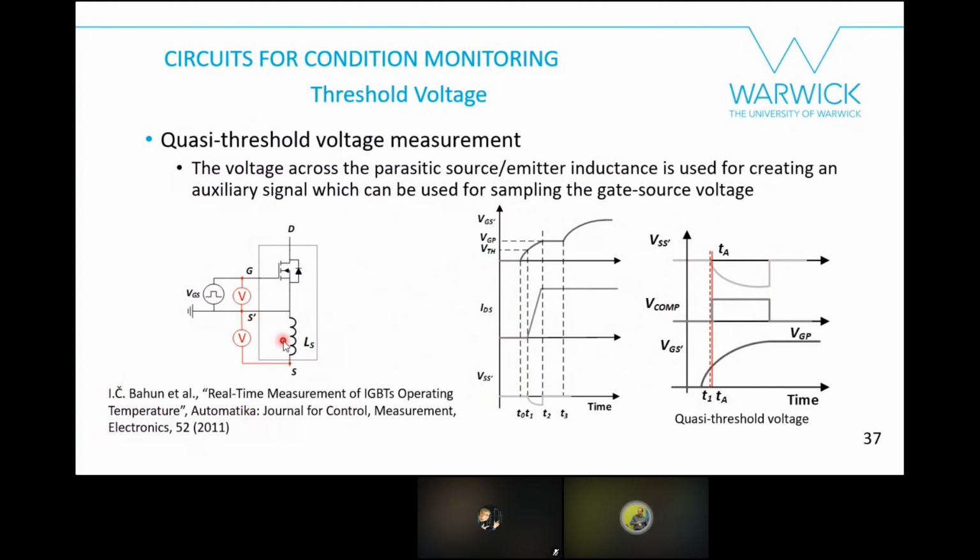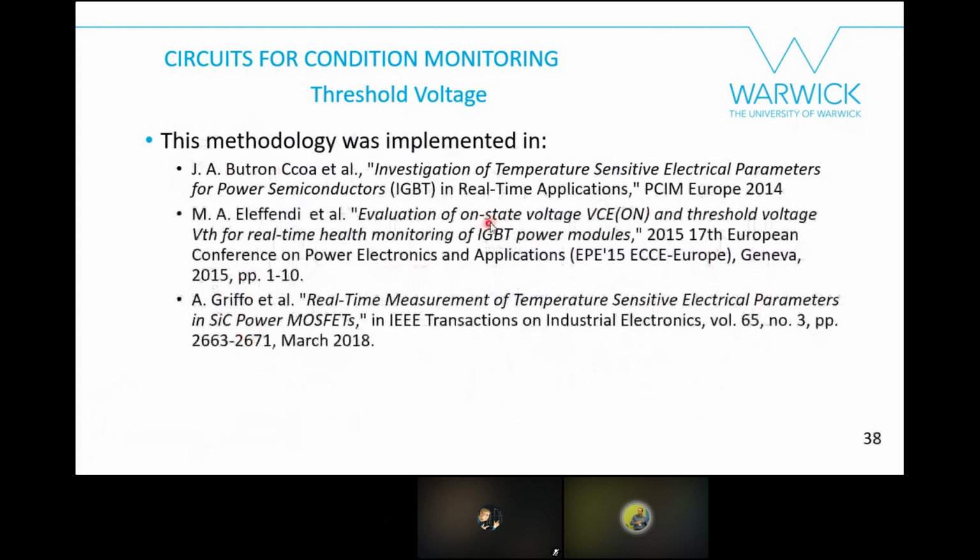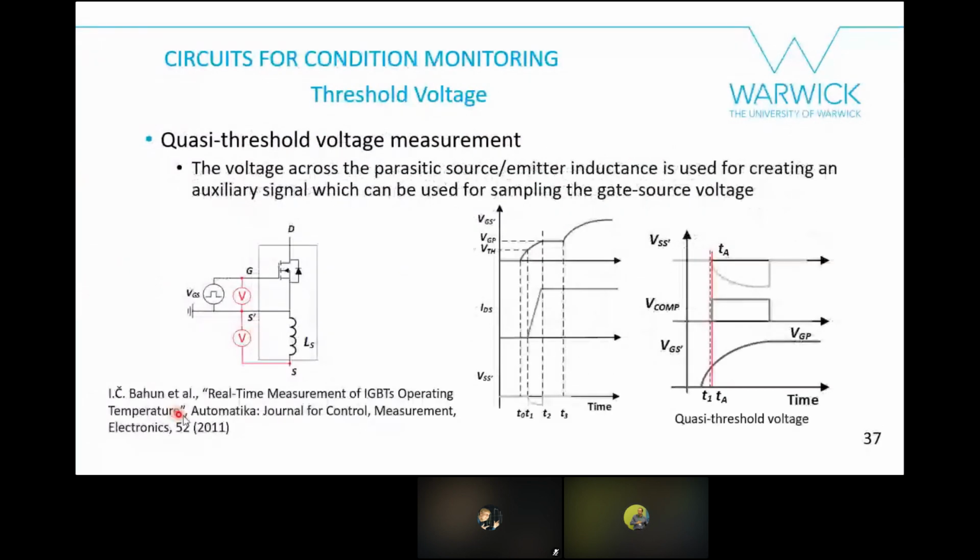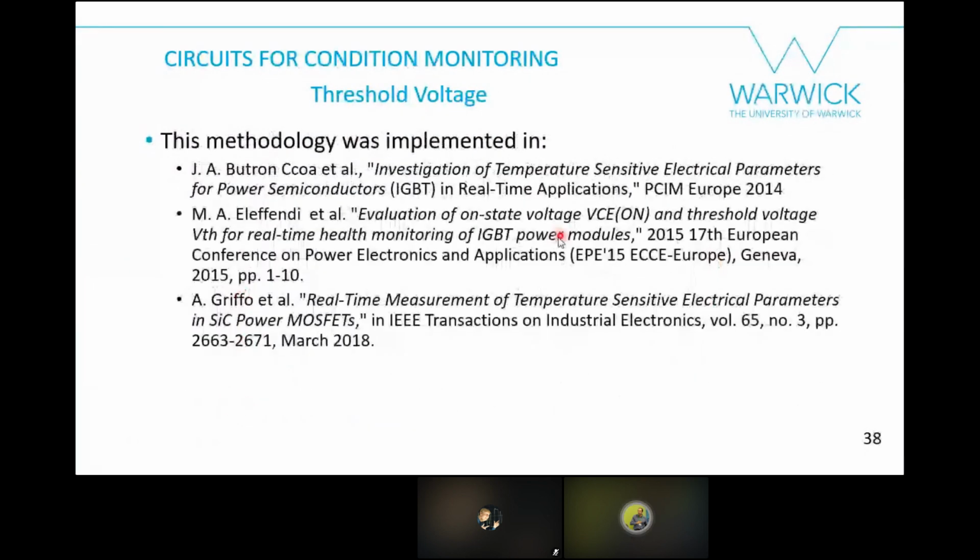This circuit, which is defined here, can be used for sampling the threshold voltage during operation. I would like to say that this circuit has been quite successful. Some people have implemented this methodology for monitoring threshold voltage. So you have some references here that you can check how they implemented this circuit that was proposed in this reference. So it's always interesting to see how people use circuits defined by other researchers to implement their condition monitoring techniques.